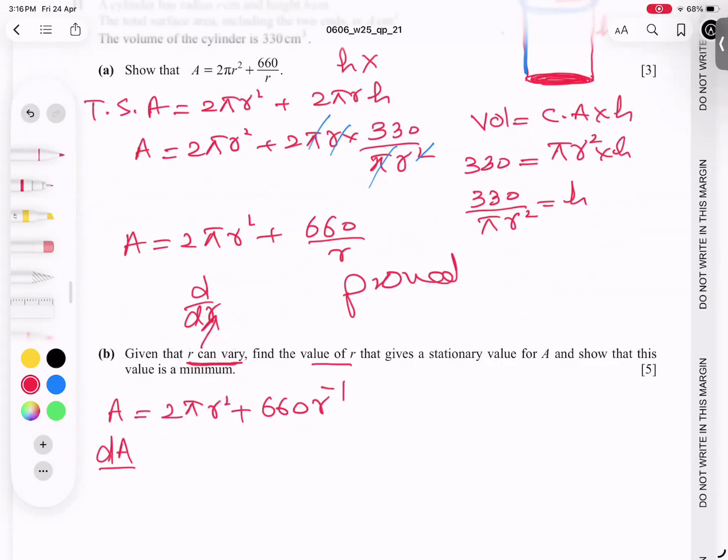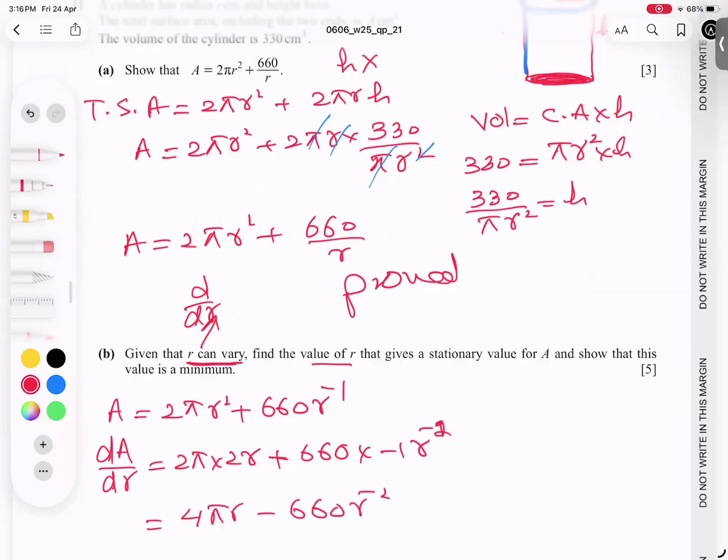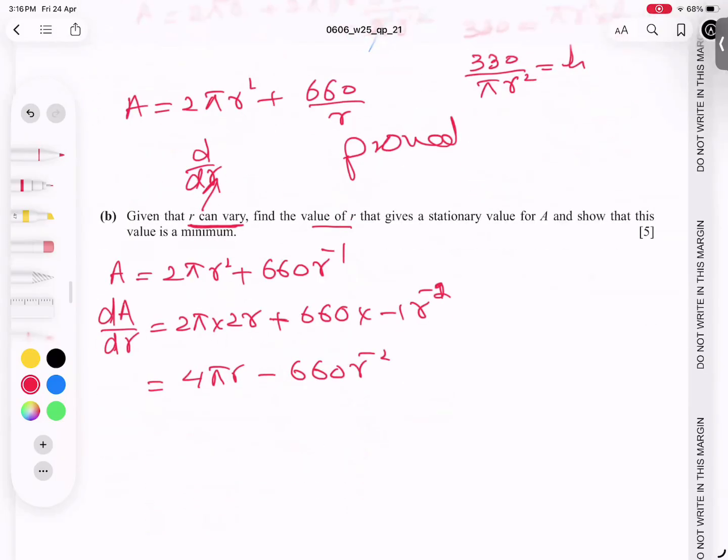So dA over dr. 2 pi as it is, and for r square, the derivative is 2 comes down and power 1 less. 660 into negative 1 comes down, power 1 less. So this is done: 4 pi r and negative 660 r to power negative 2. So the first part is done, and we have to show that it is a minimum. For that reason, I have to go for the second derivative as well, which I'm finding now on the right hand side: d2A over dr2.